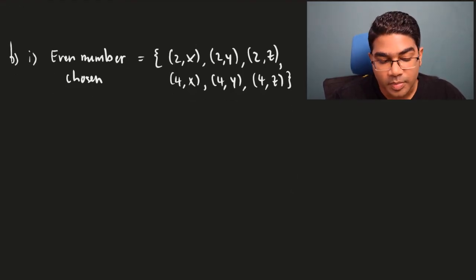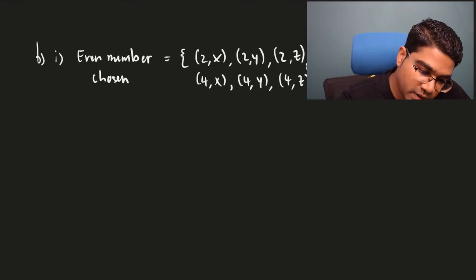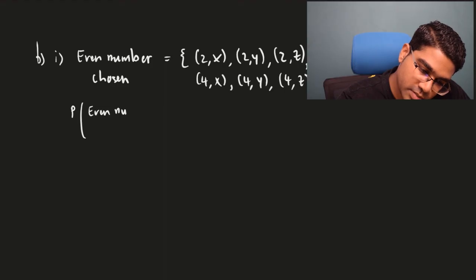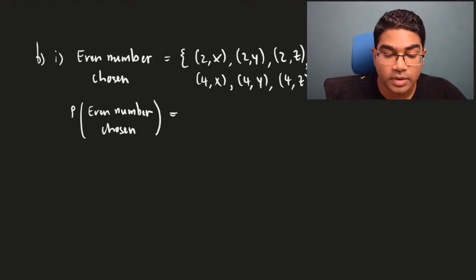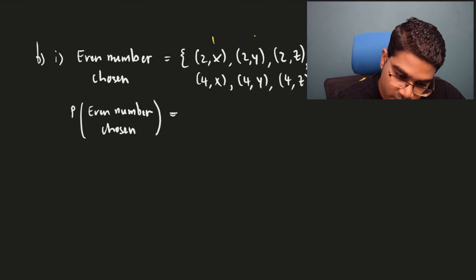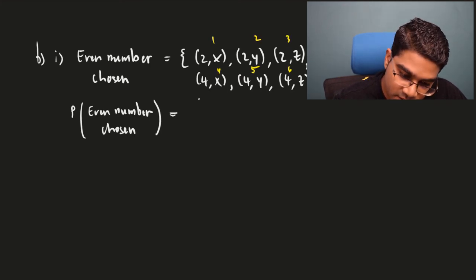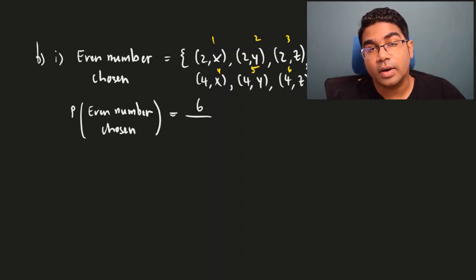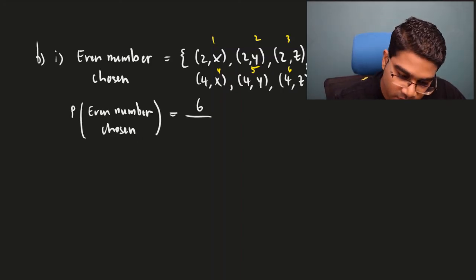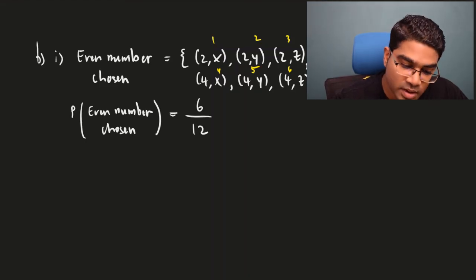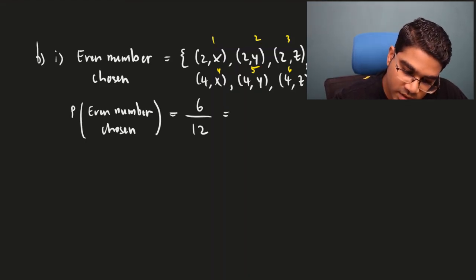So let's find the probability. The question is to find the probability, not just to list the outcomes. So the probability of even number chosen, the probability of this event happening, is equal to, count the number of outcomes we have here. So we have 1, 2, 3, 4, 5 and 6 outcomes here. So this is 6 out of the total number of outcomes, which is 12. This is the total number of outcomes. Therefore, the probability of choosing an even number is 1 out of 2.